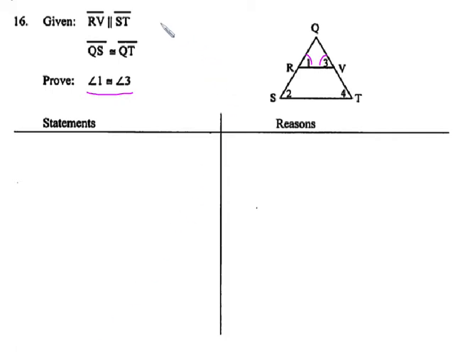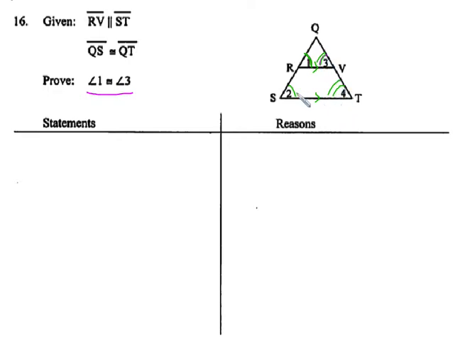So I'm going to start with my given information. I know that RV is parallel to ST. And right now I'm thinking, well, if I have parallel lines, I've probably got some corresponding, some alternate interior, or some alternate exterior. And as I look, I do notice that angle 2 and angle 1 are corresponding, so they should be congruent. And angle 4 and angle 3 are also corresponding, so they should be congruent.